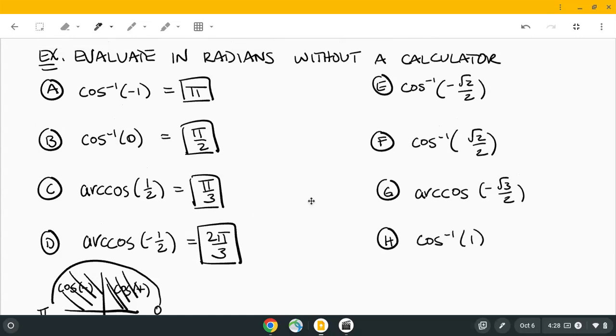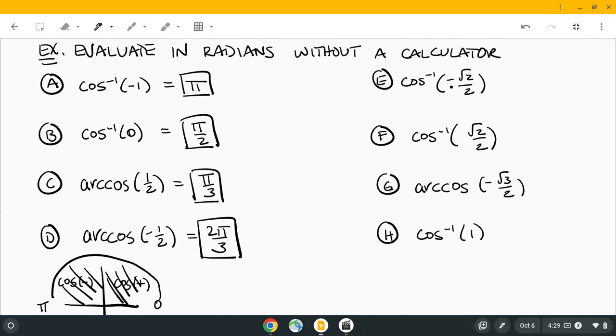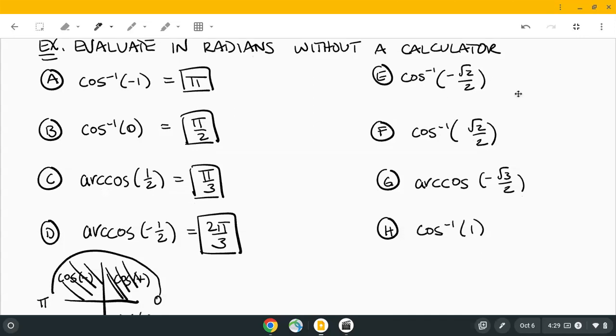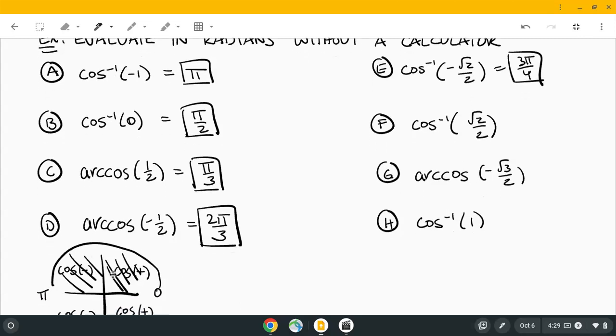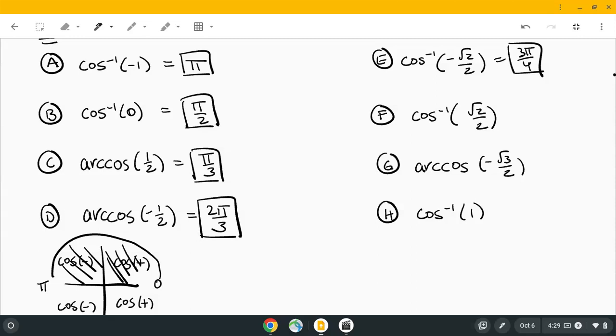Okay, so let's take a look at this one. Cosine inverse of negative square root 2 over 2. We know that cosine of 45 is square root 2 over 2, right? Cosine of pi over 4. But we don't want the angle that's in quadrant 1. We want the one that's over here in quadrant 2. So not 1/4, but 1/4, 2/4, 3/4 pi. This one, the positive one, that one's easy. That's straight up pi over 4.